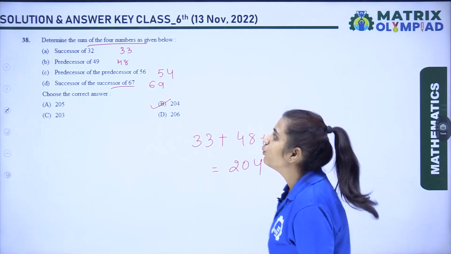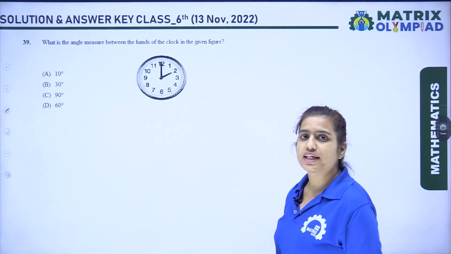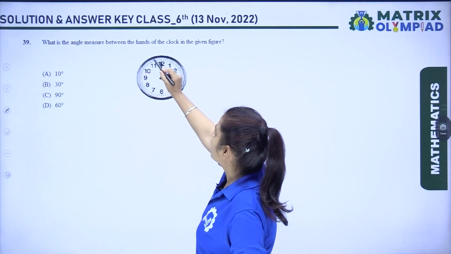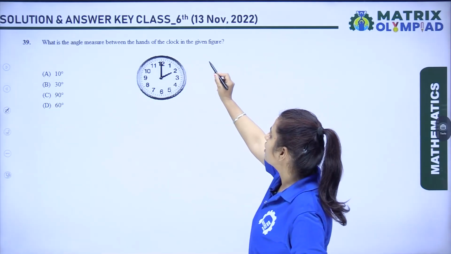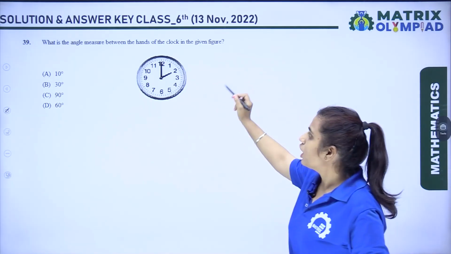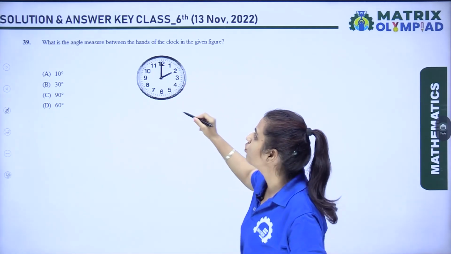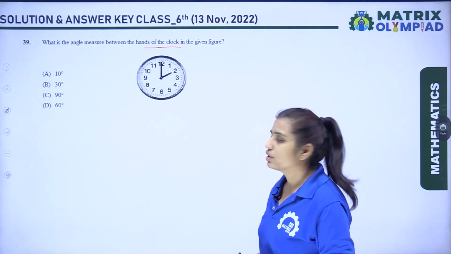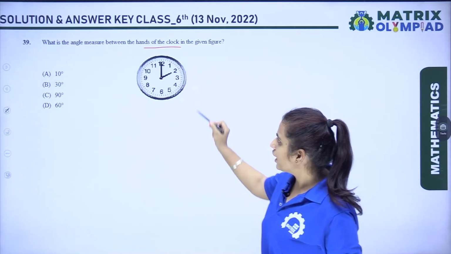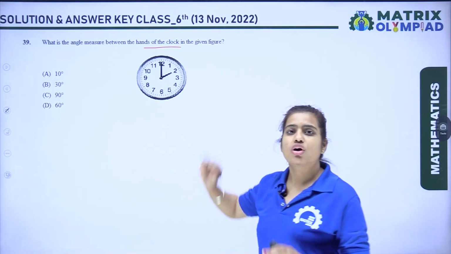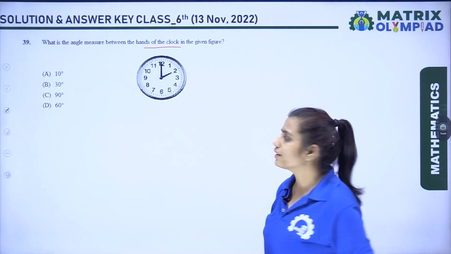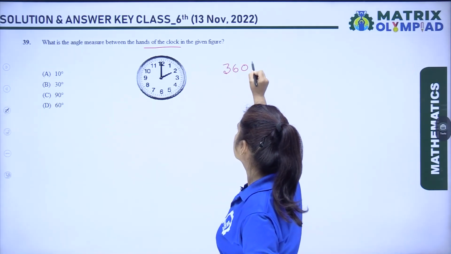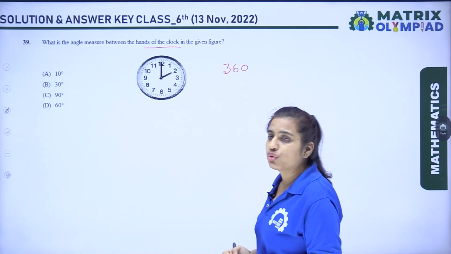Now, let's start with the next question. Question number 39. What is the angle measured between the hands of the clock in the given figure? Now, here we have to find out the angle measure between the hands of the clock in the given figure. Now, here we know that one rotation of hand is equal to 360 degrees. So, 360 degrees is a complete rotation.